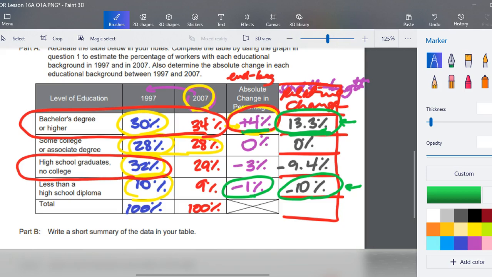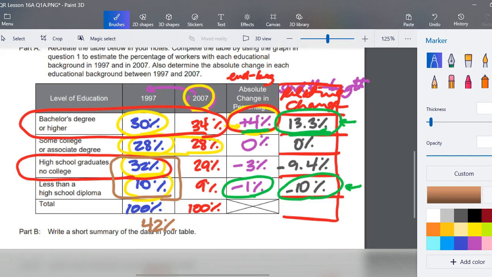Part C, what percentage of the workforce in 1997 had no education at the college level? And then how did that compare to the percentage of the workforce in 2007 with no college level? So in 1997, what percentage had no education at the college level? Well, no education at the college level, let me change colors, no college and less than a high school diploma, those together are about 42%.